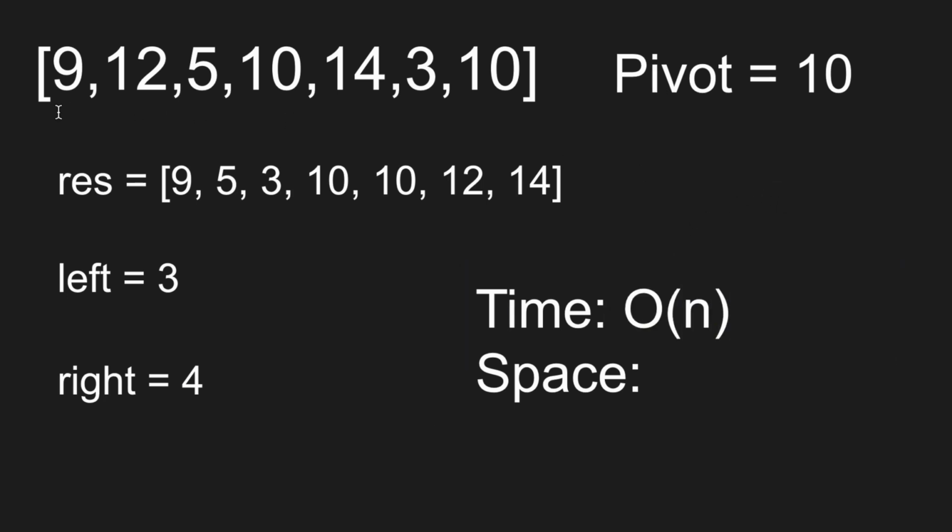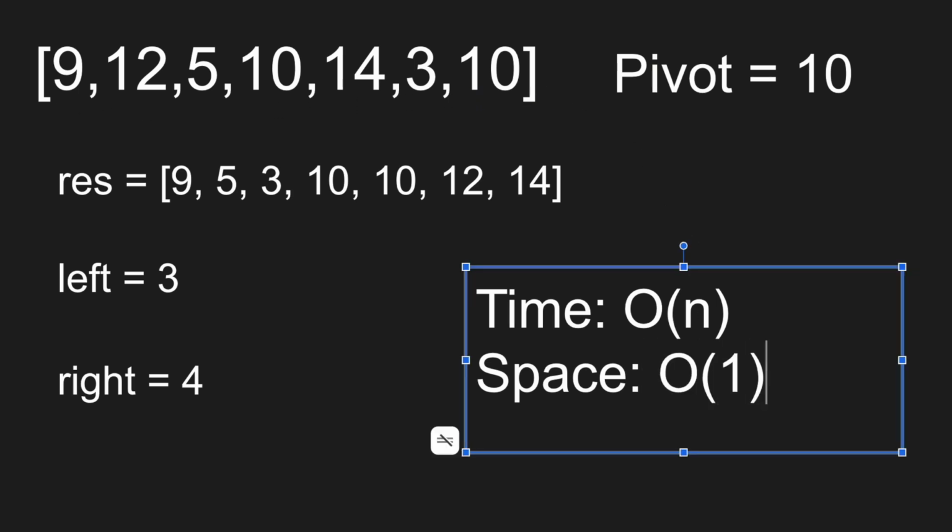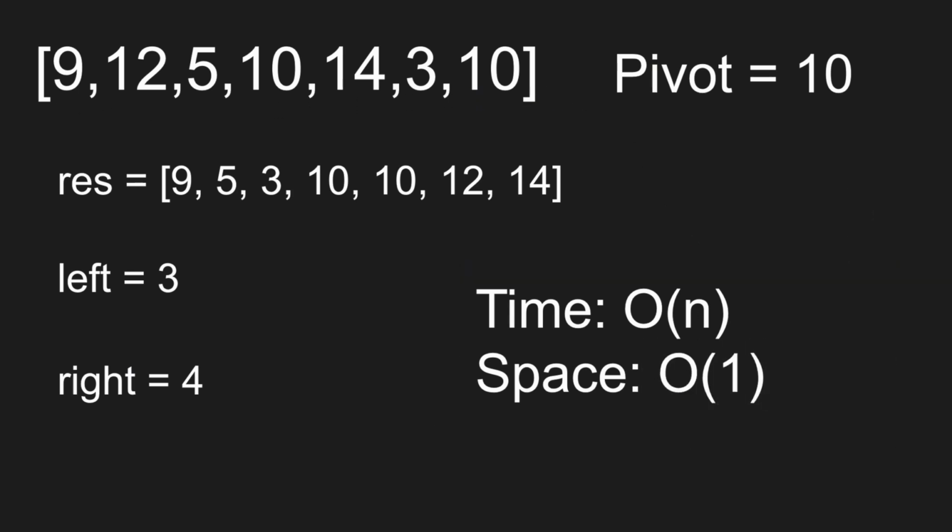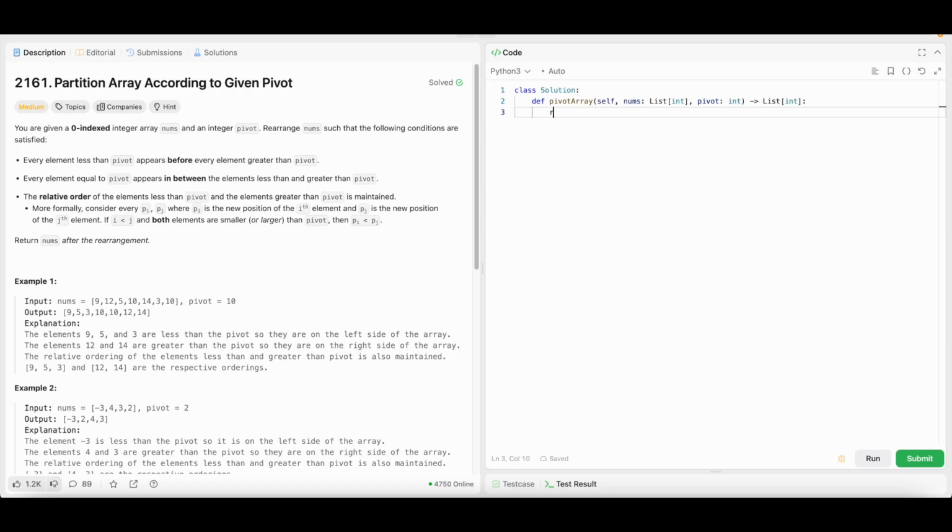The time complexity would be O of n, where n is the number of elements in the input array because we need to iterate through n elements. And the space complexity would be O of 1 because we're not using any extra space. So now let's get to the coding part.